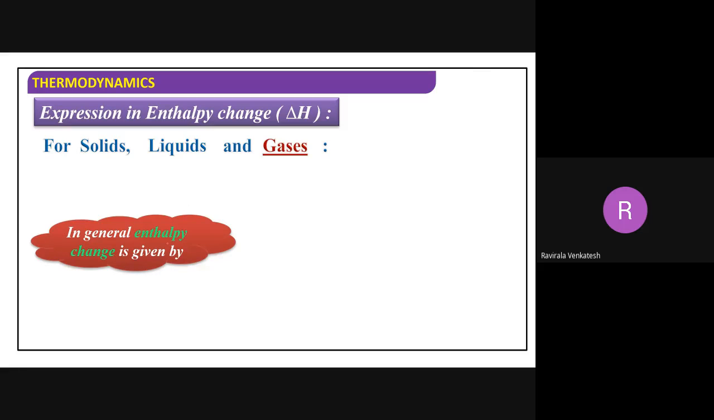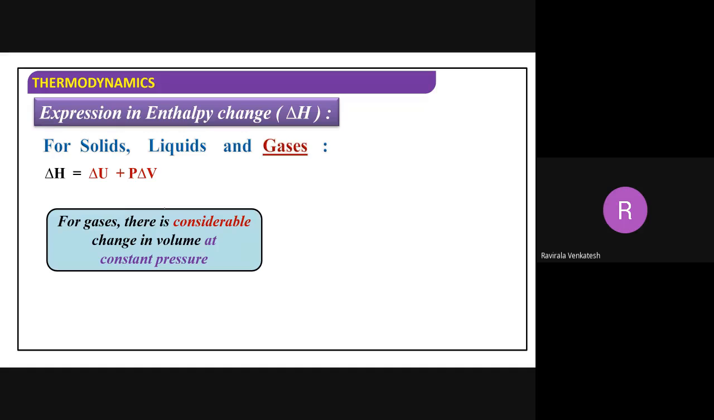In general, the enthalpy change is given by the equation with P delta V. We use this equation for gaseous reactions, for gaseous substances: delta H is equal to delta U plus P delta V. For solids and liquids, the formula will be delta H is equal to delta U. Why? Because the change in the volume is negligible here.